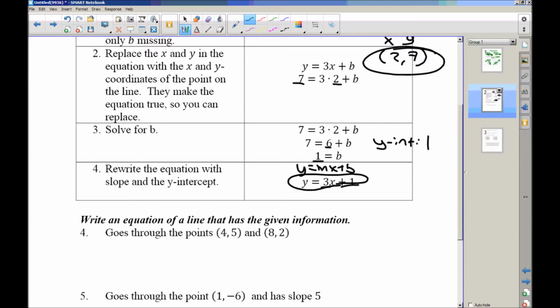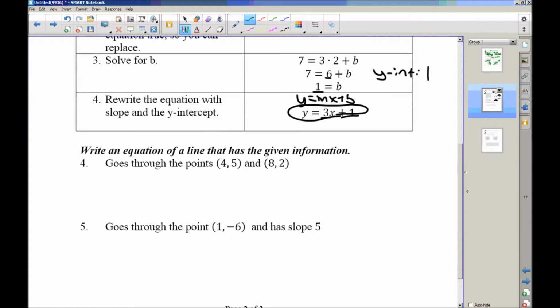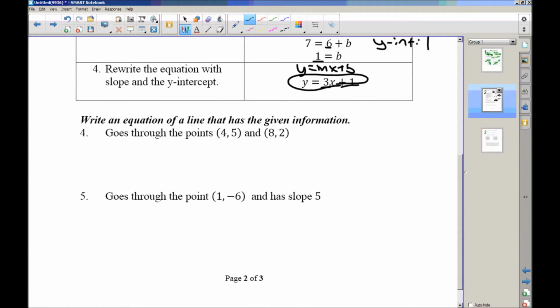Okay. All right, so let's try a couple. Write an equation of a line that has the given information. It should go through the points (4, 5) and (8, 2). So first off, let's calculate that slope. So we need to know the slope part. So we're going to do 2 minus 5 over 8 minus 4. That gives us negative 3/4. Okay. So I know part of my answer now.